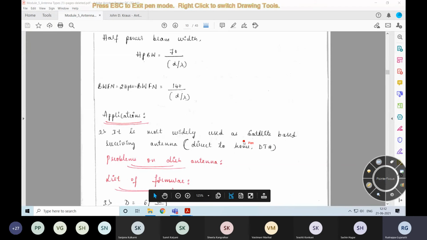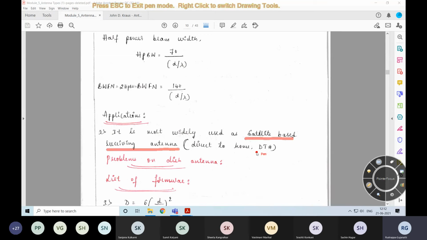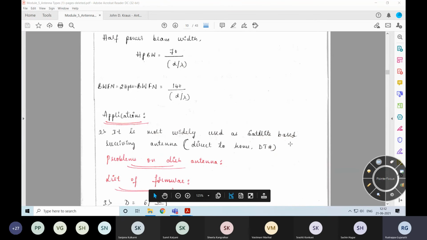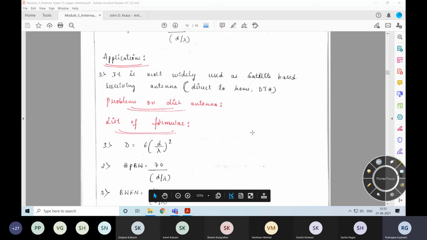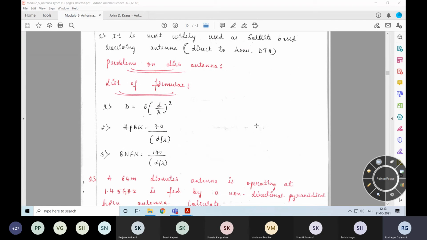So in satellite-based communications, you are using these kinds of structures as the receiving antenna at one end. You might have observed the dish antennas, which are used for different providers. All of them make use of this dish antenna. So this is the specification pertaining to the parabolic antennas, or the dish antennas.